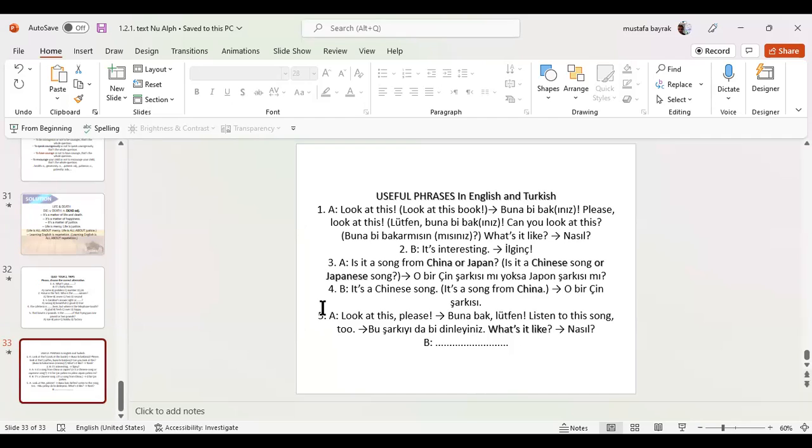From today on, we will have only 1 page of useful expressions. Yes, 1 page.